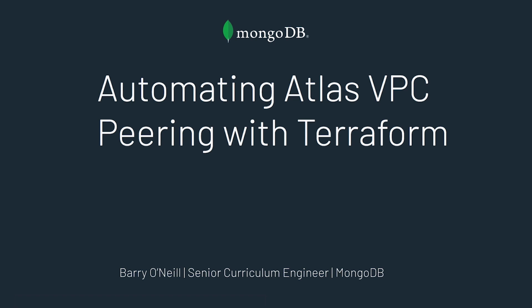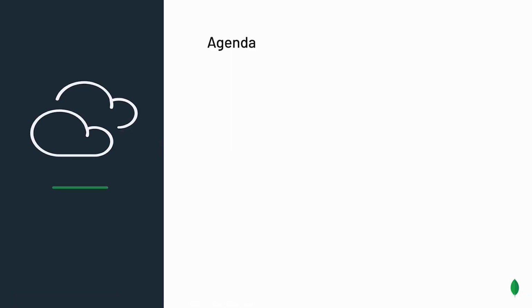And this talk is about automating Atlas VPC peering with Terraform. And we're going to be using AWS for this talk. So let's have a look at the agenda, what we're going to cover.